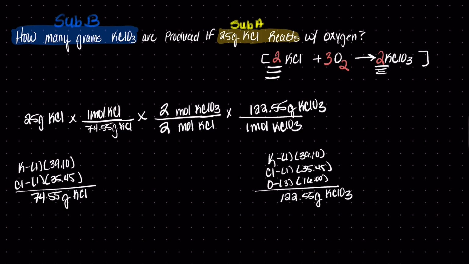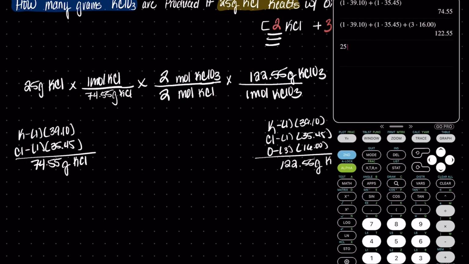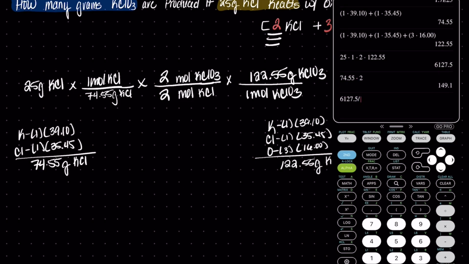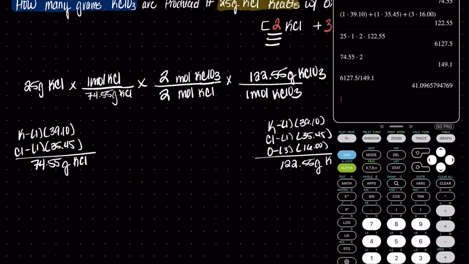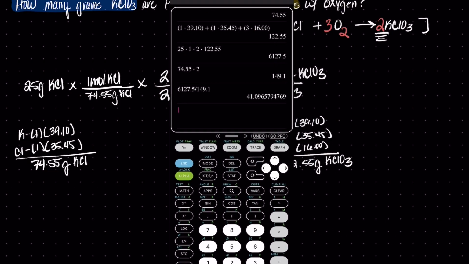Now we do whole top, whole bottom. (25 times 1 times 2 times 122.55). Get that number, and 74.55 times 2. Get that number. Whole top over whole bottom. Divide the 2. Divide the 2, and here we are.